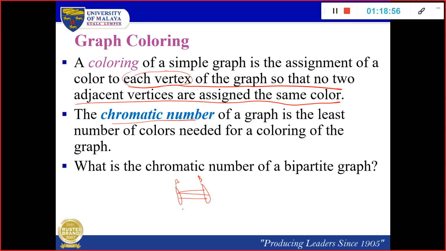Of course, if you only need two colors, then this one is red, this one is blue. So there are no two adjacent vertices that have the same colors. If you can see, Google Chrome's logo itself has a chromatic number. The chromatic number of Google Chrome is four colors.